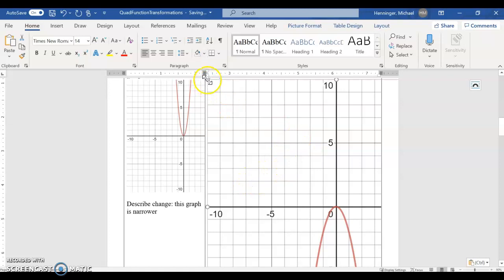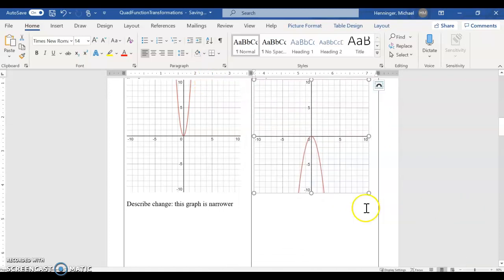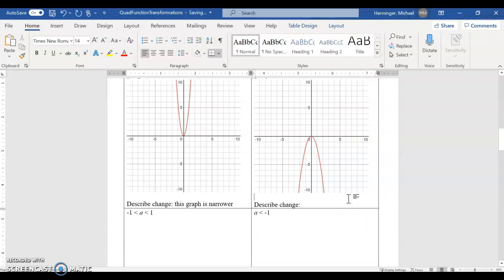Now, again, the graph's a little too big, so I'll shrink it way down. So it's about the same size as the other one. I'll delete these extra blank lines, and I'll describe this change. So what happened when I changed that A into a negative is the graph flipped. It flipped over the x-axis. Okay, or I could even say, now it opens downward.